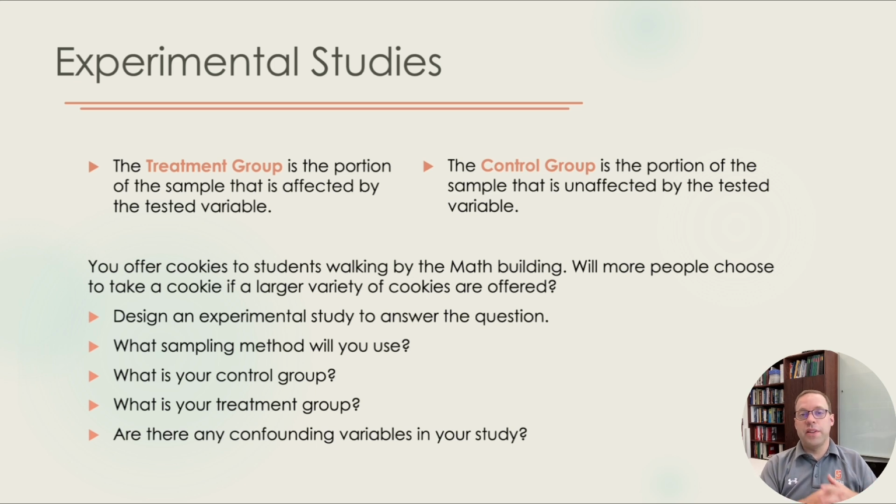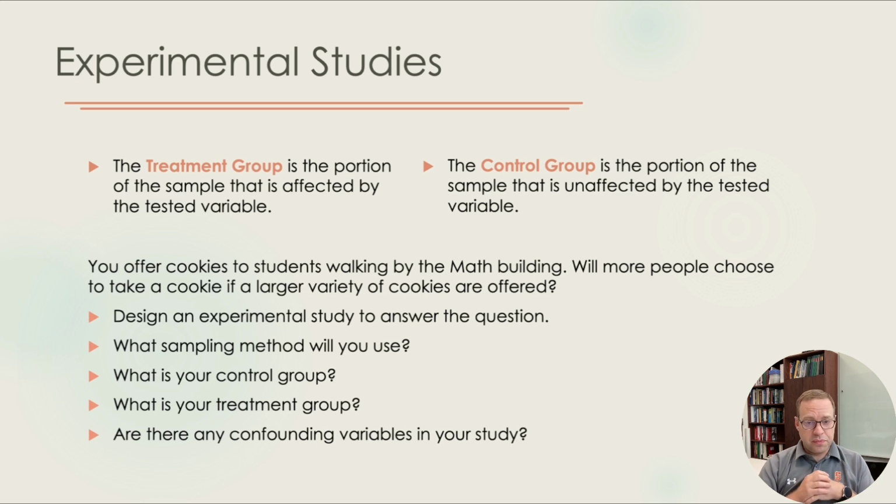The treatment group, on the other hand, is the portion of the sample that is affected by the tested variable. This is the group that you observe whether they run through the stop sign or not when the police car is parked there. The new variable is in place. We're going to see, is this going to affect the results?